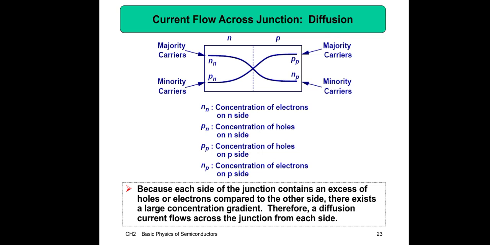Current flow across junction, which is also known as diffusion. So in N-type region there are majority carriers which are electrons, and in P-type region the majority carriers are holes. In N-type region the minority carriers are holes, and in P-type region the minority carriers are electrons. Because each side of the junction contains an excess of holes or electrons compared to the other side, there exists a large concentration gradient. Therefore a diffusion current flows across the junction from each side.